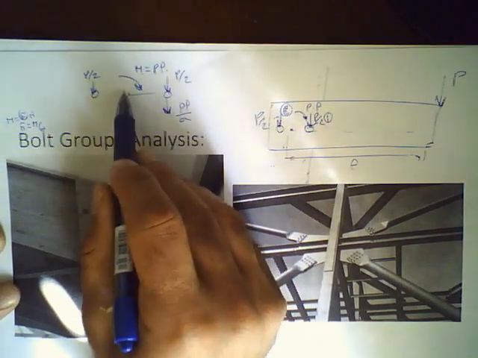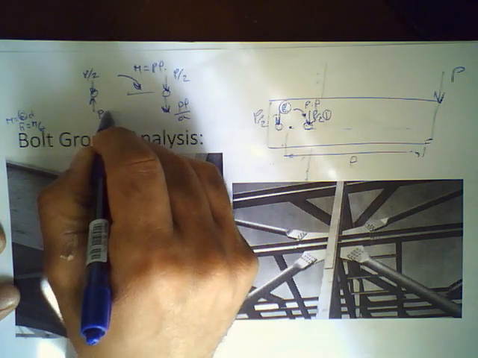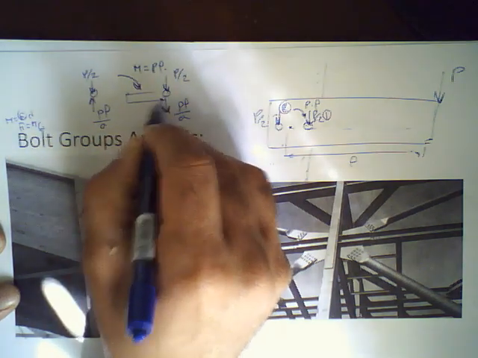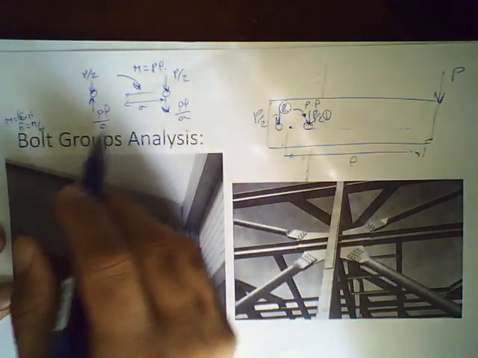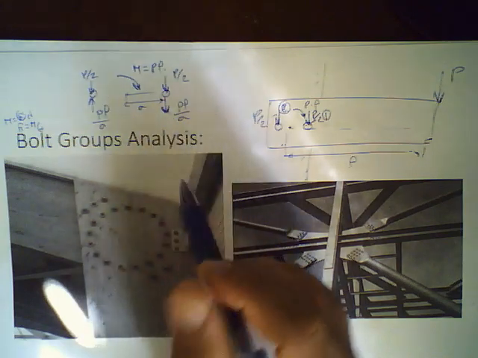The direction of the force will be in the same direction as the moment. And the force caused by this moment on this bolt will actually be in the opposite direction. So it would be P times L divided by A, where A is the distance between the centroid and this bolt. All right. So if you see here, which bolt is going to see higher forces? It will be this bolt.